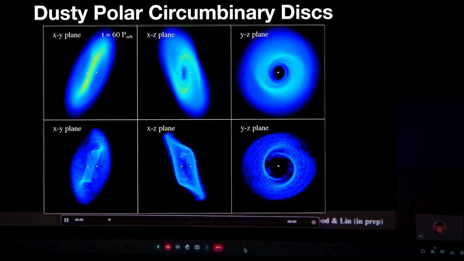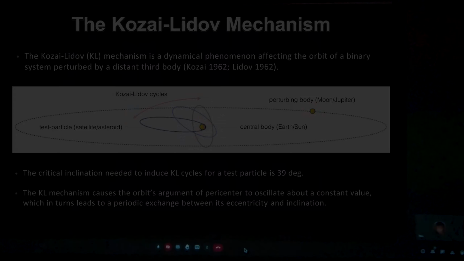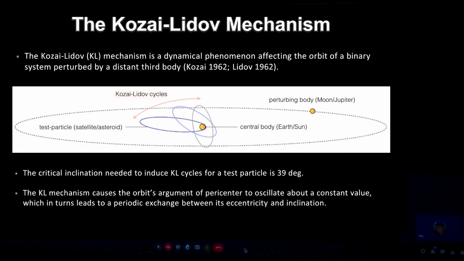All right, so those projects dealt with the global structure of the circumbinary disk, but I'm also interested in the flow of material through the cavity. So I want to introduce this mechanism called the Kozai-Lidov mechanism, which was found independently in 1962.